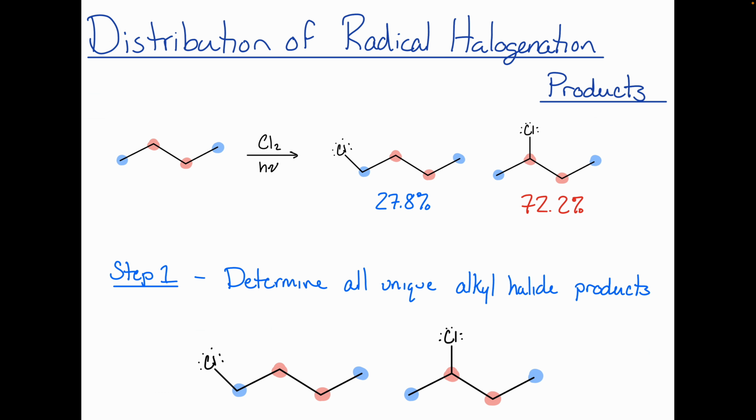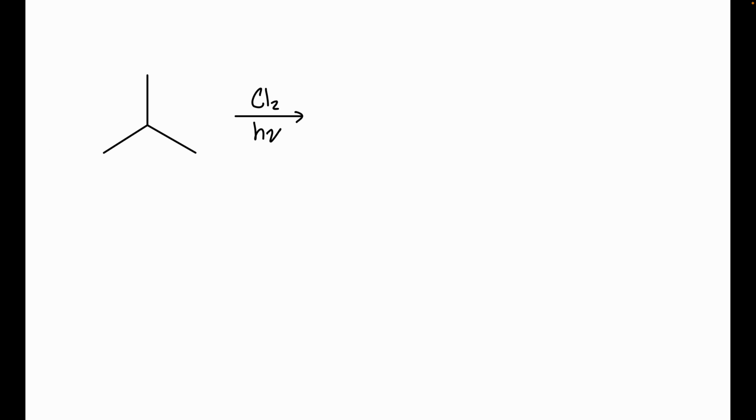Cool. All right, I want you to do one on your own now. We're going to take that 2-methylpropane. We're going to hit it with chlorine under those homolytic cleavage conditions. And you're going to give me not only what our potential products are, but also what the distribution of those products are.